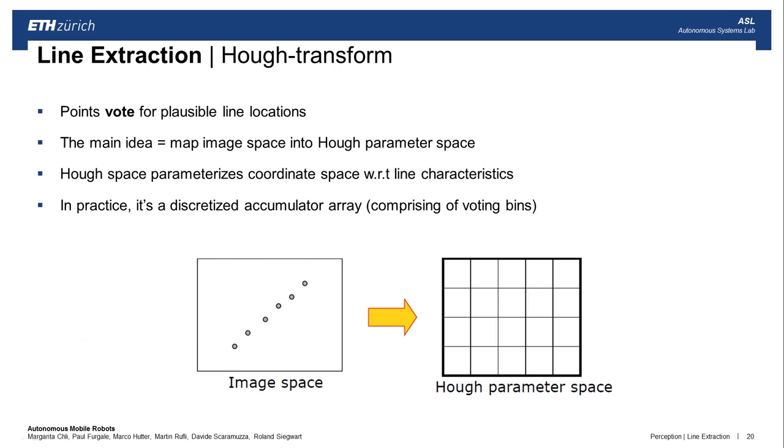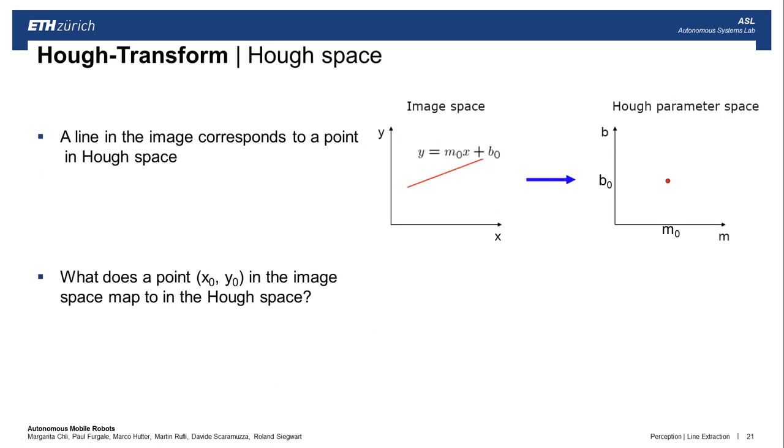Now on to the final line extraction algorithm that we're going to see today, the Hough transform. Here points vote for plausible line locations. The main idea is that we map the image space to the Hough parameter space. The Hough space parameterizes with respect to the line characteristics. In practice, this is a discretized accumulator array, comprising voting bins. So let's see how this works.